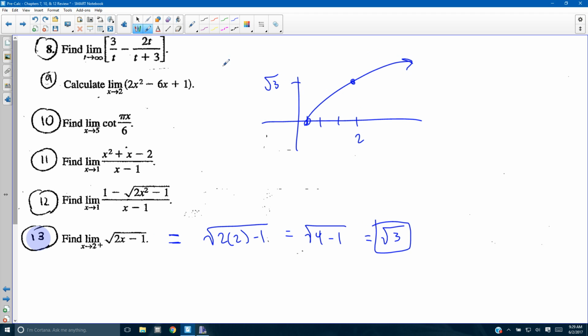Here I didn't have an issue, and right-hand limit says I'm approaching root 3 as I come from the right side. And guess what? I'm approaching root 3 as I come from the left side as well. But they asked for a right-hand limit here, and it's given.